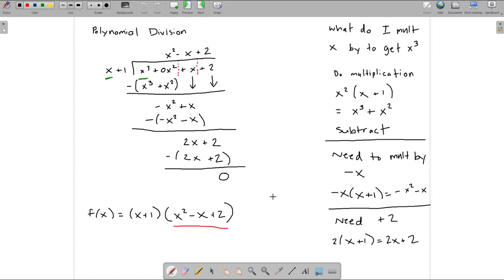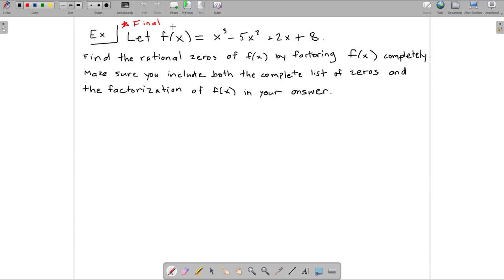Okay, and I said that I do synthetic division on this one too, but I think I'll just skip that on this problem and do it on a different example. I don't want to spend too much time just doing one example. So let's take a look at this example. It's from a past final.